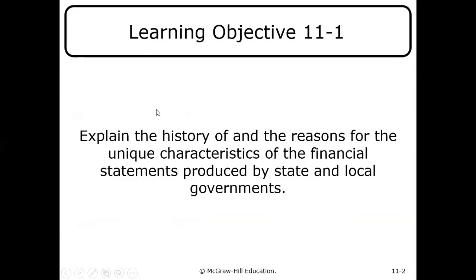So this chapter is the first of two chapters actually on how state and local governments report information. And we have various objectives. Now, our first objective is explaining the history of and the reasons for the unique characteristics of the financial statements produced by state and local governments.